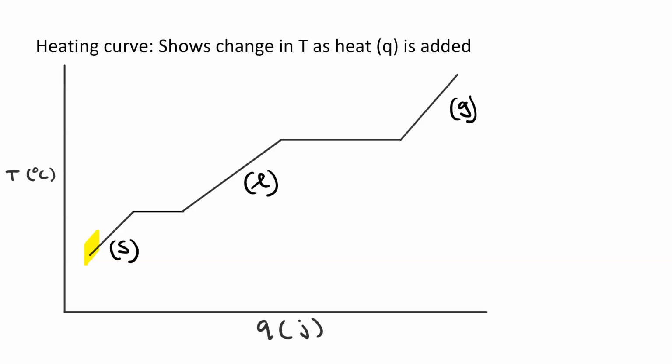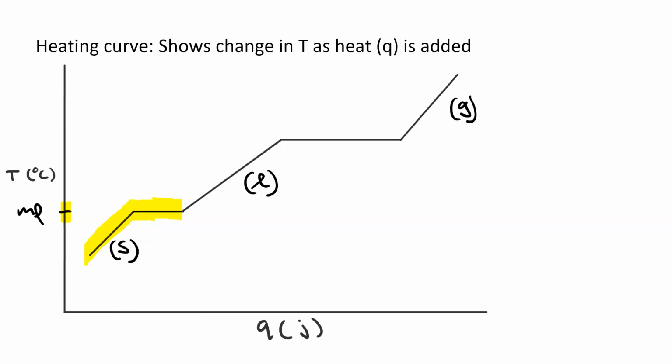Starting here, I'm very cold. I'm a solid. As I add heat, my temperature increases until I reach the melting point. Right here, the melting point. And then all the heat that I add goes into melting the substance. Right here, it's like having a glass with ice cubes in it. Right here, you've got a glass of ice-cold water, but all the ice is melted.